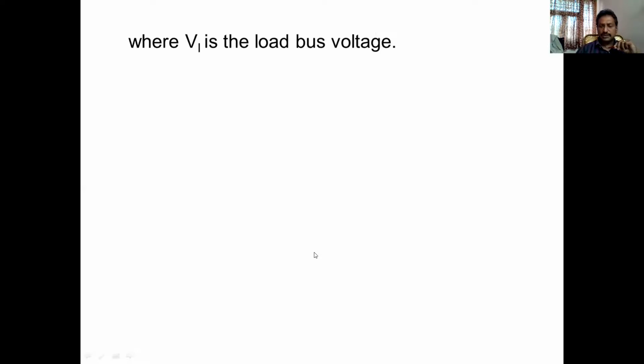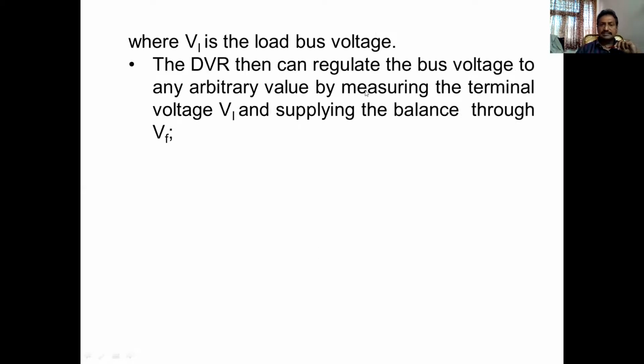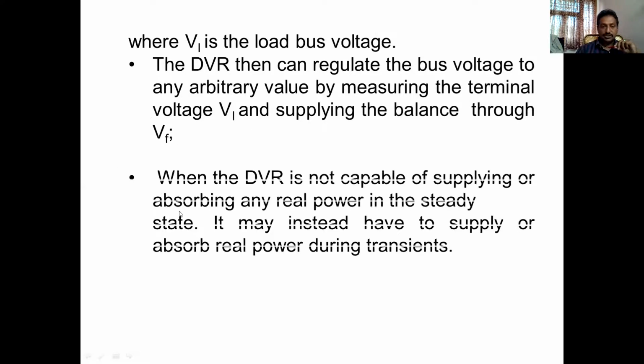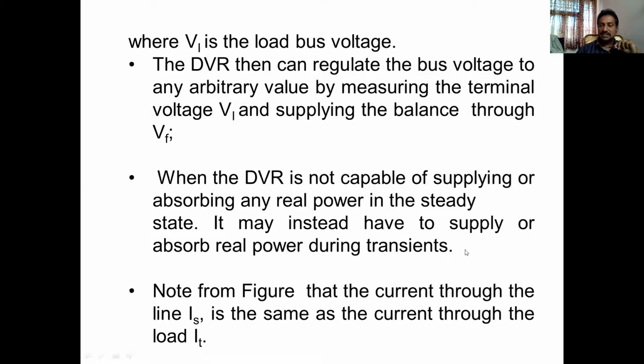Where VL is the load bus voltage, the DVR regulates the bus voltage to any arbitrary value by measuring the terminal voltage and supplying the balance through VF. When the DVR is not capable of supplying or absorbing any real power in the steady state, it may instead have to supply or absorb real power during transients. It is not a steady state. During the transient state also it may supply or absorb power.